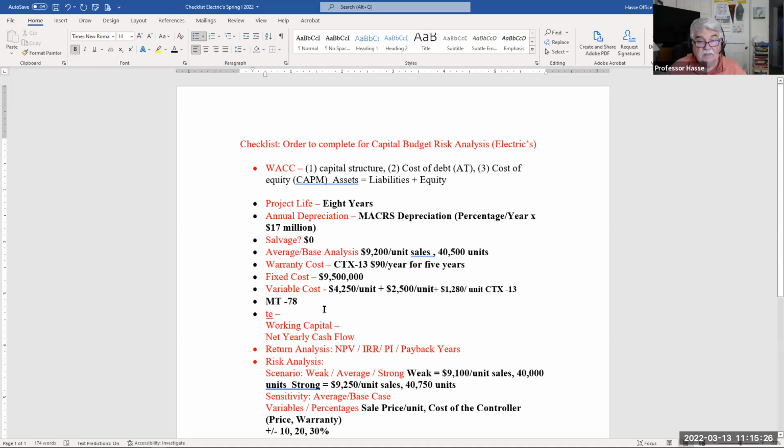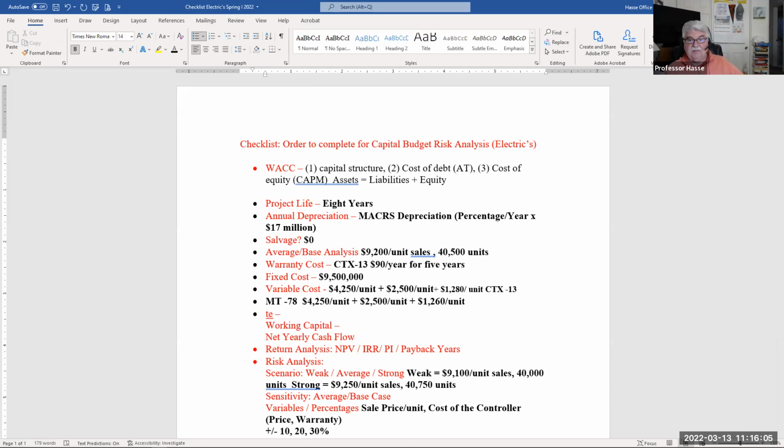Which means the $4,250 per unit labor plus the $2,500 parts per unit plus the cost of the controller for the MT78, which is $1,260 per unit. There's your variable costs for that particular analysis.